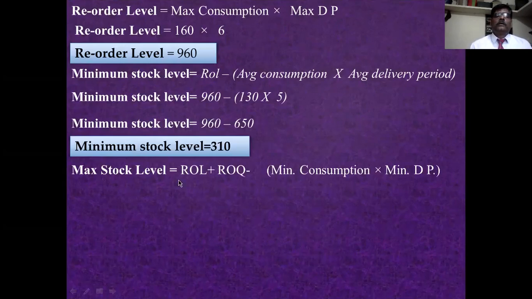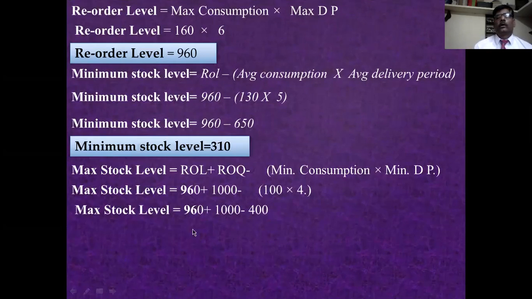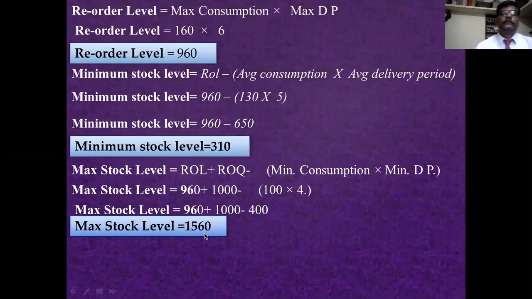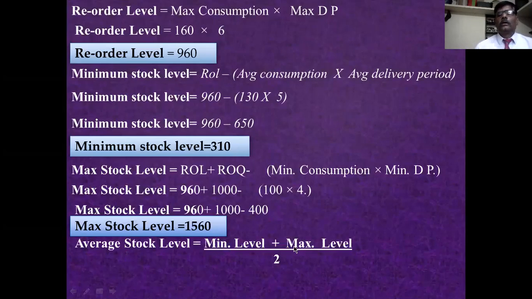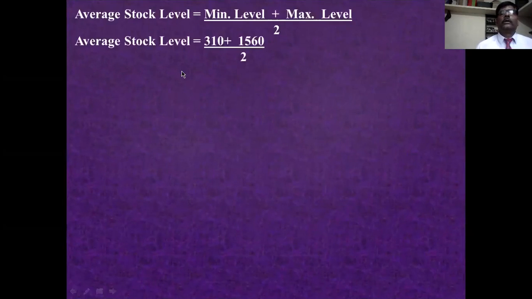Then maximum stock level is ROL plus ROQ minus minimum consumption into minimum delivery period, which is equal to 960 plus 1000 minus 100 into 4. 960 plus 1000 minus 400. 1560 is the maximum stock level. Average stock level is equal to minimum stock plus maximum stock divided by 2. 310 is the minimum, 1560 is the maximum. Total is 1870 divided by 2, which is equal to 935. Clear? Then next is your average stock level.